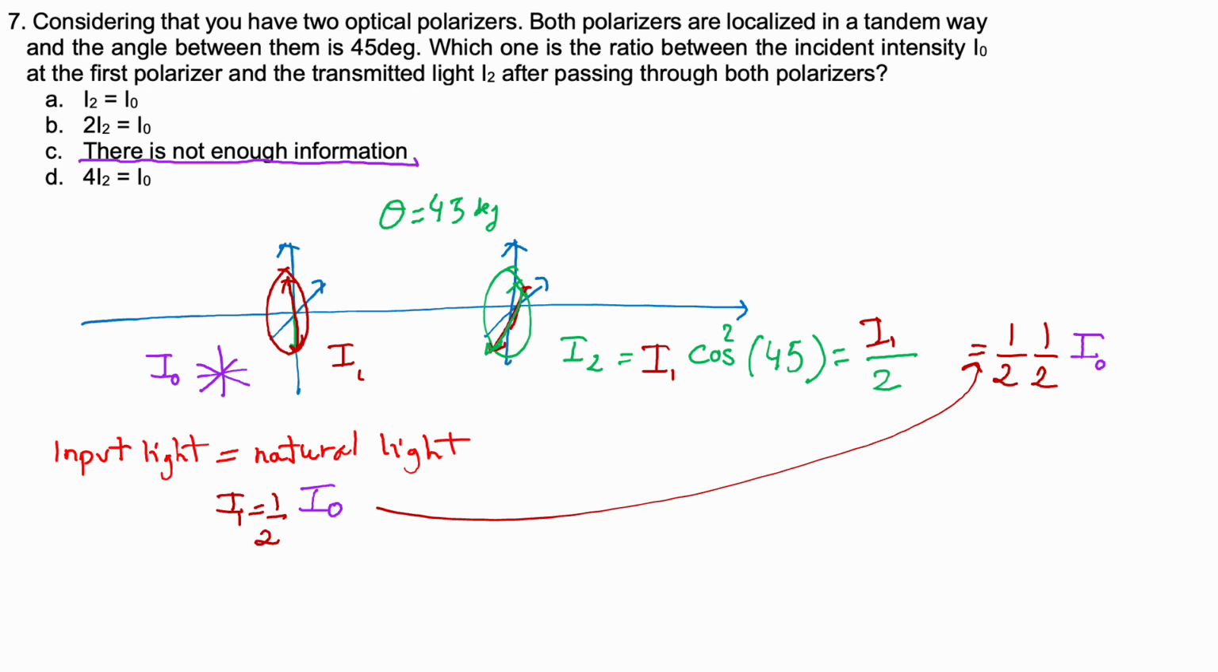So the relationship between the output intensity after the second polarizer and the incident one is going to be 4 times smaller, and that's going to be our solution, but only if the input light is natural light.